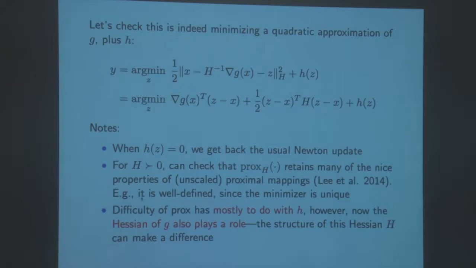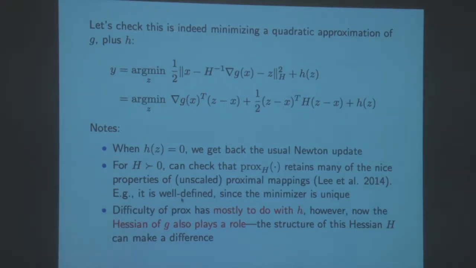One very simple one is that it's well-defined. And we have to even make sure that it's well-defined. Is there a unique minimizer here? Well, that is the case because when h is positive semi-definite, this term is strictly convex in z. So strictly convex plus convex is going to give us a unique minimizer.